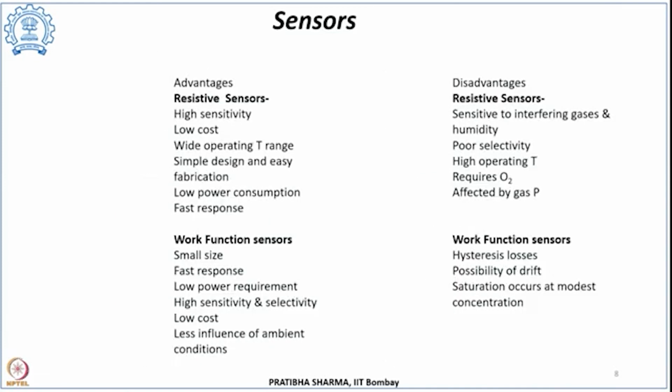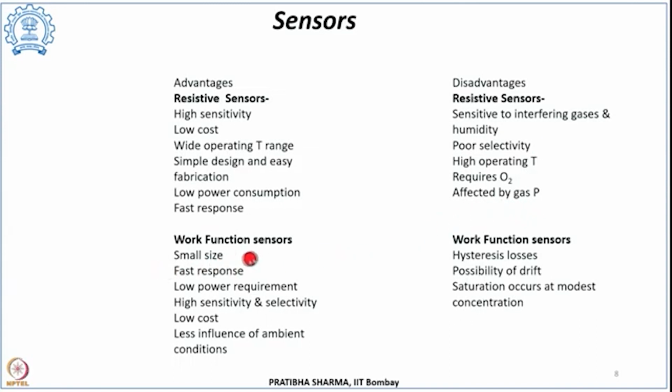In the resistive sensors that we have seen in the previous class, they have a high sensitivity, low cost, wide operating temperature range, simple design and they are easy to fabricate. They require less power consumption, they have a faster response, but the disadvantage is they can have sensitivity towards other gases and humidity. So, there is a poor selectivity towards hydrogen, they can have higher operating temperature, require oxygen, and they are affected by the gas pressure.